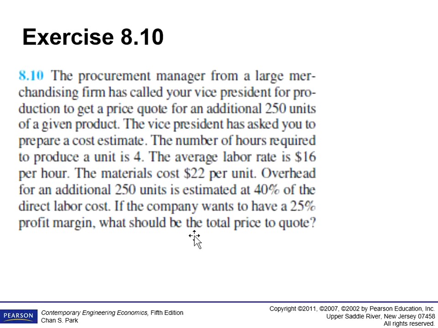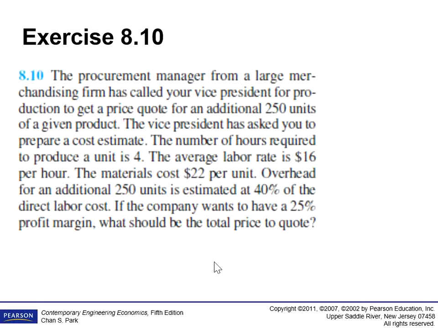So once you have your own cost estimate, right? Now the company wants to have a 25% profit margin. So whatever your cost plus 25% is the profit, because of course no one wants to sell at cost. You want to have a profit as well. So whatever your cost plus 25% is the total price to quote, right?